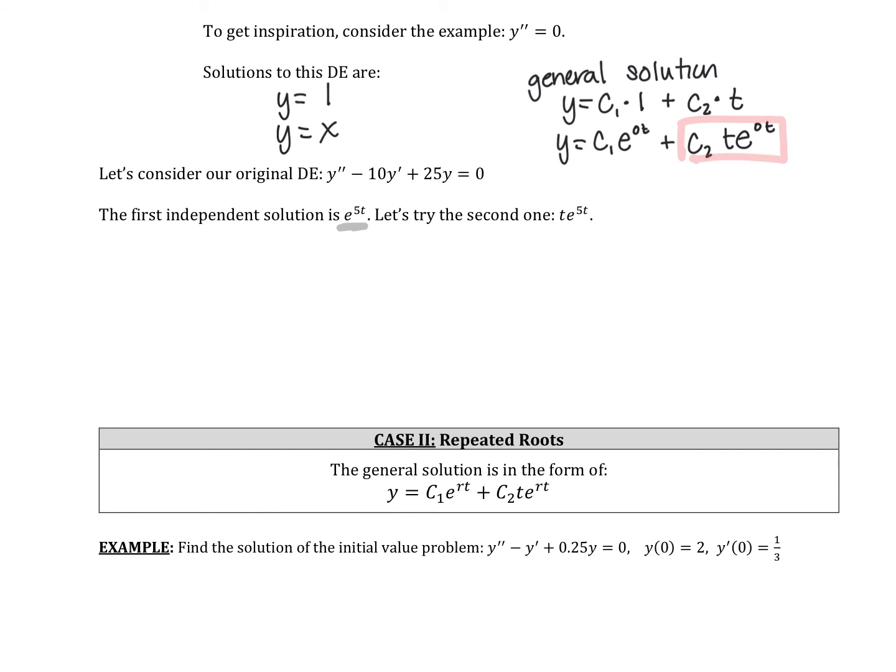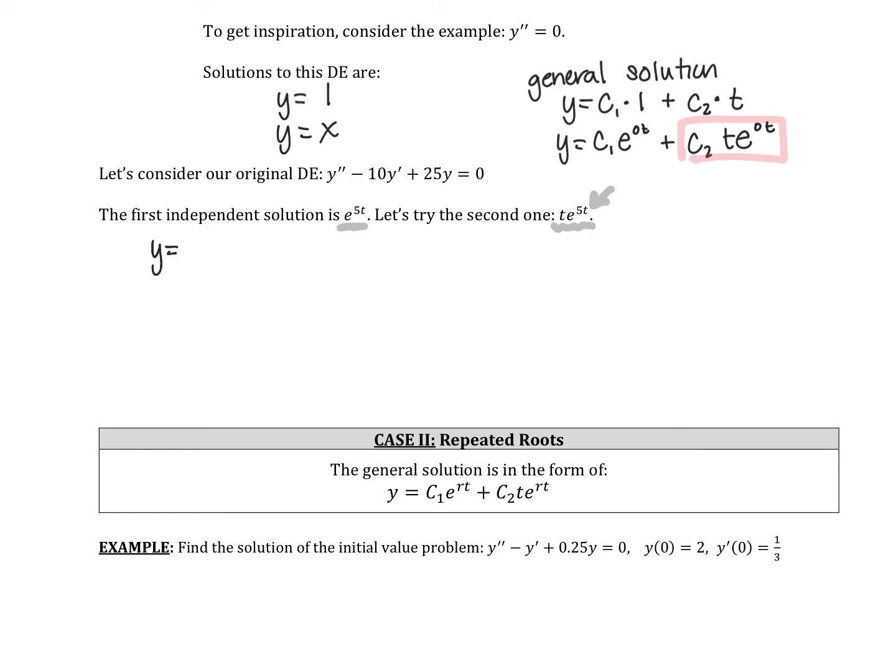Let's verify that this, in fact, will be the other solution, that te to the 5t will work as a solution. Okay, so let's check this one right here and let's verify that works. We're pretty confident that e to the 5t works. We just did it in our last notes. We feel pretty good about that. So let's verify this one.